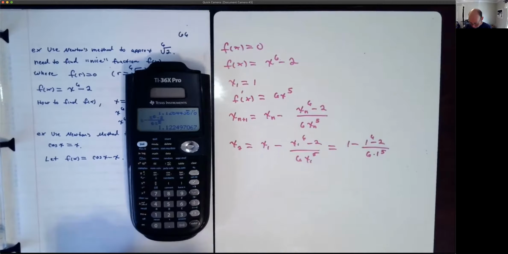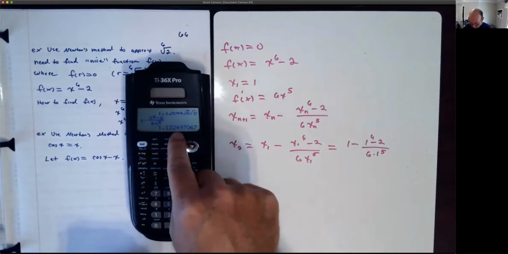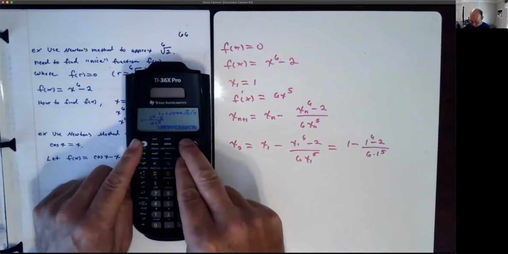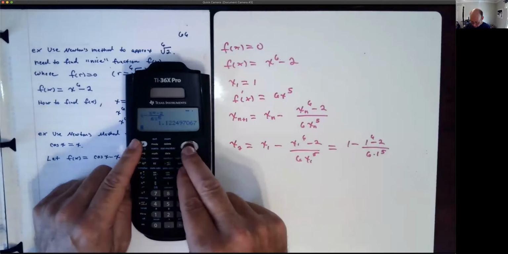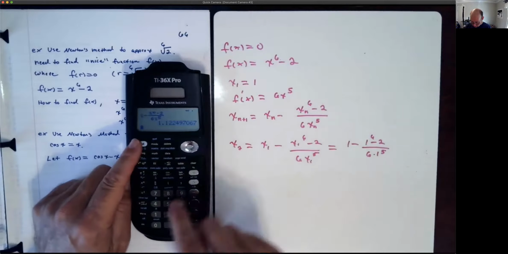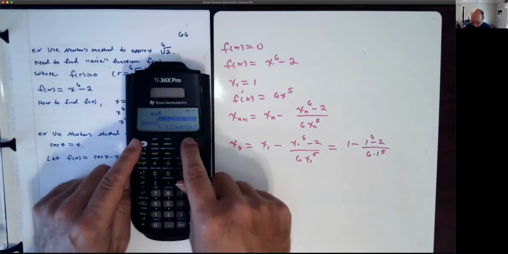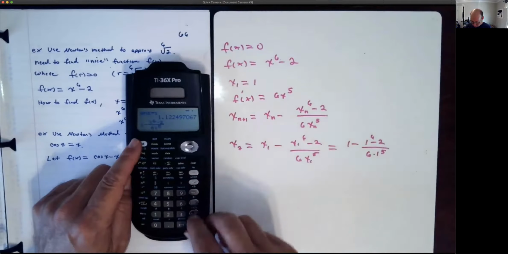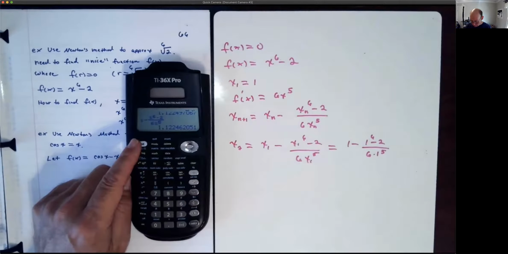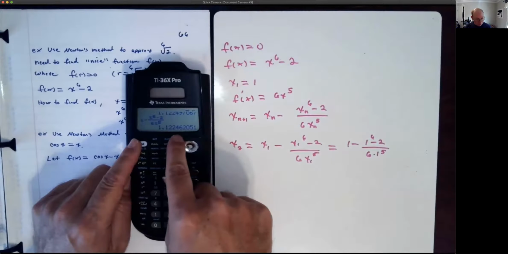1.22, so we were at 1.26, now we're at 1.22. Let's see if we can stabilize these numbers. Let's store it back in X. Go back to Newton's formula again. 1.22, it looks like we've stabilized to about 4 digits already.